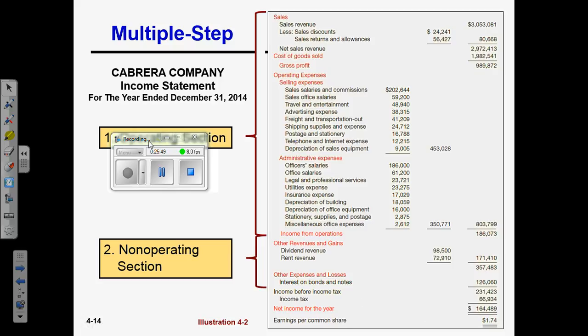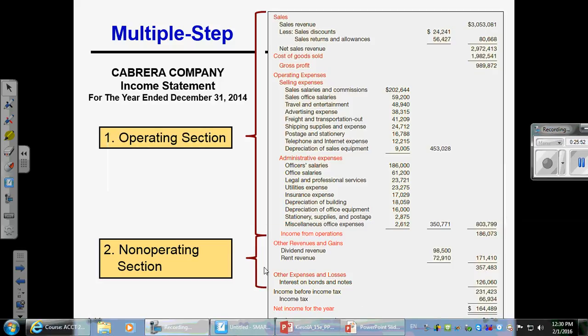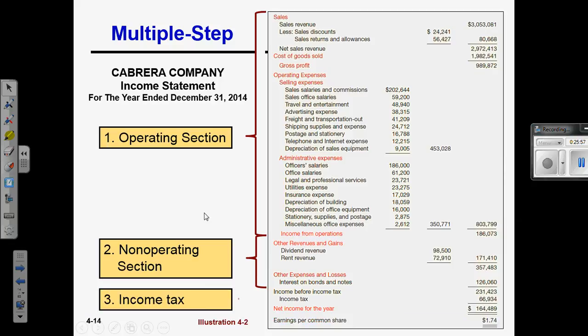So, and well, look at that. They even called it operating and non-operating. Just like that. Everybody good? Easy. Make sure you get it down.